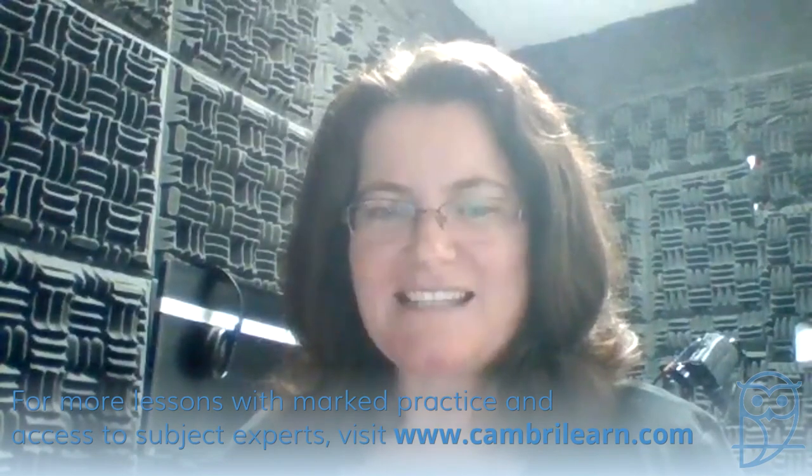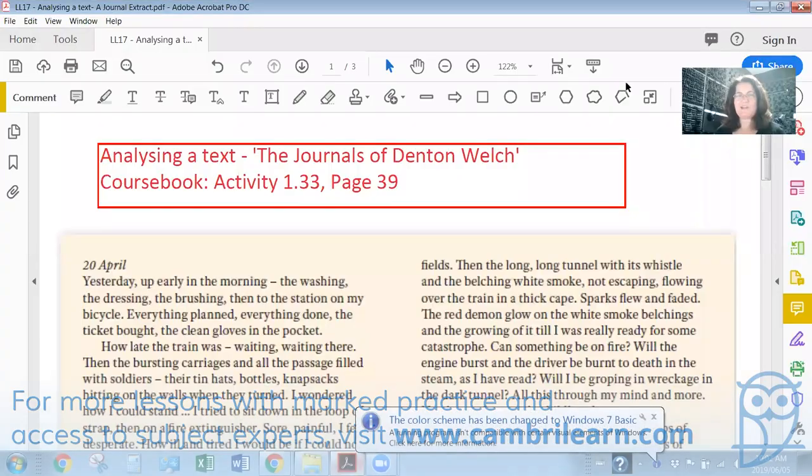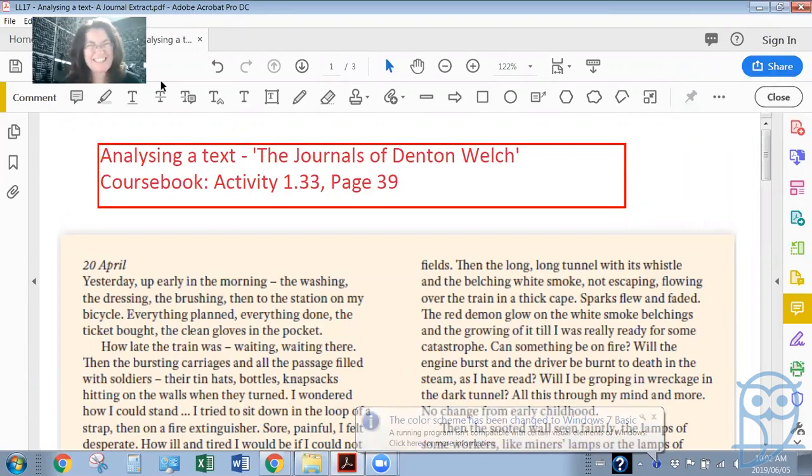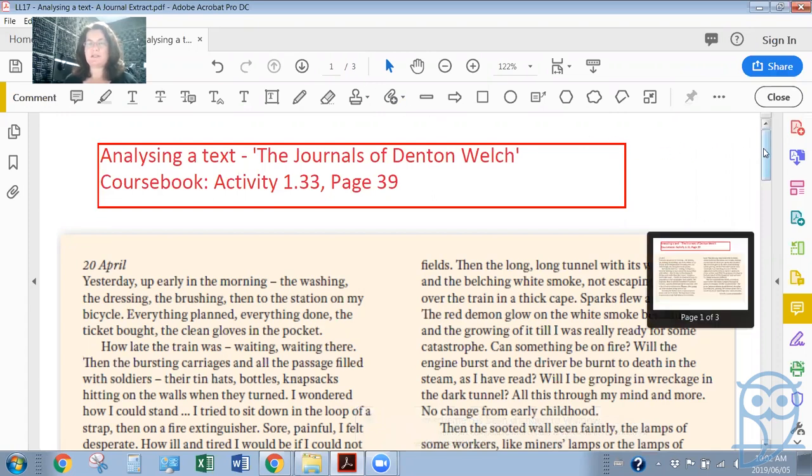In today's lesson, we are going to look at analyzing a text as we normally do. But this is a particular kind of text. This is a journal. If you want to follow in your course book, you can turn to page 39. It's based on activity 1.33. Just in case you want to follow in your book, you are more than welcome to.